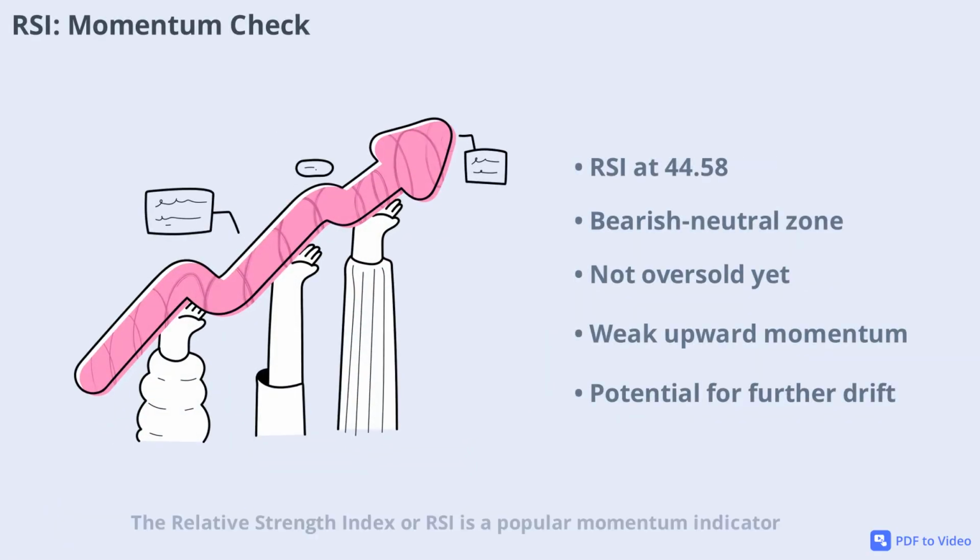The Relative Strength Index, or RSI, is a popular momentum indicator. QCOM's RSI 14 is currently at 44.58, placing it in the bearish neutral zone. This means the stock is not yet oversold, but it's also not showing any strong upward momentum. There's still room for the price to drift lower before value buyers might step in. Keeping an eye on the RSI can help anticipate potential turning points in the stock's momentum.